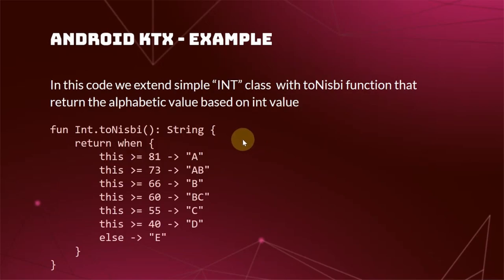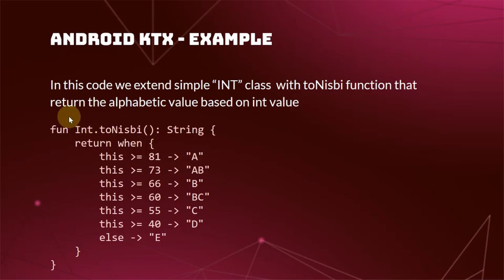Let's take a look at another simple example. In this code, we extend the simple integer class with two functions that return the alphabetic value based on the integer value. So for instance, you have an integer of, for example, 81, and we can convert it. Maybe you create another function to convert the integer to the alphabetic value, the NISBE value for that integer. You can do that with functions, or you may use the Android extension to extend the capability of the integer.